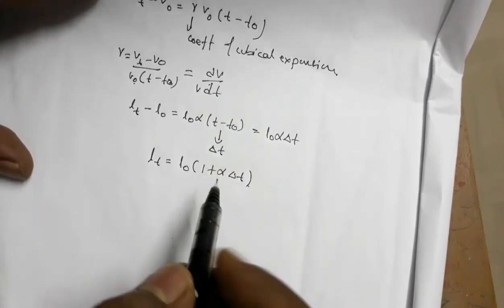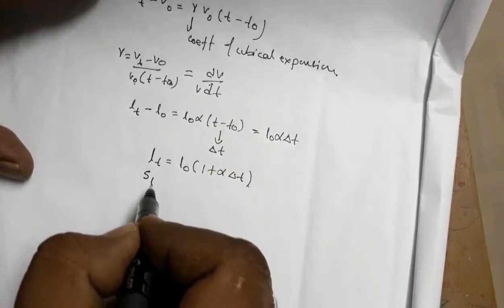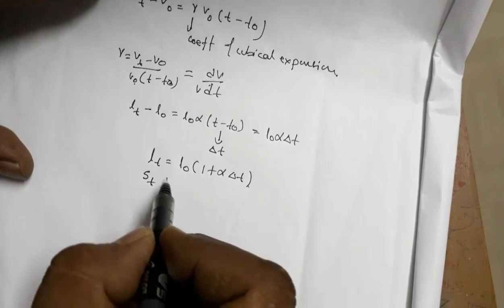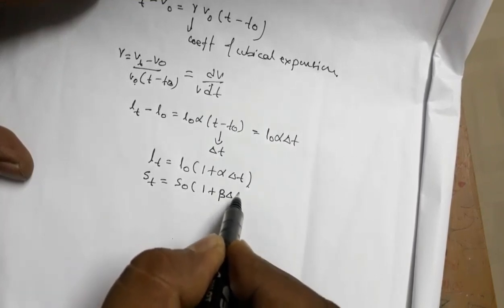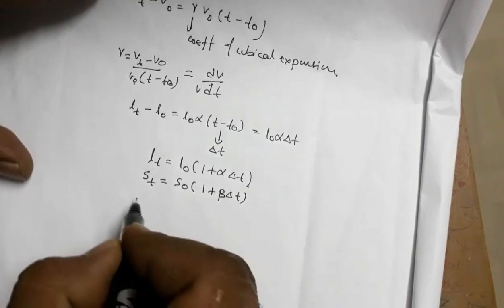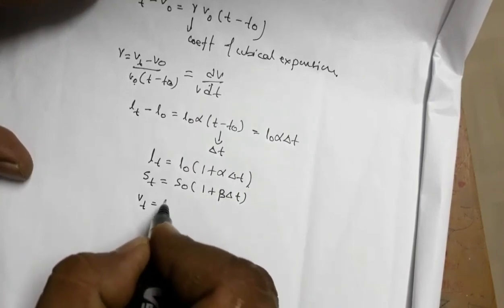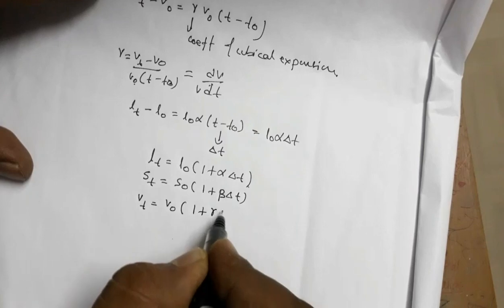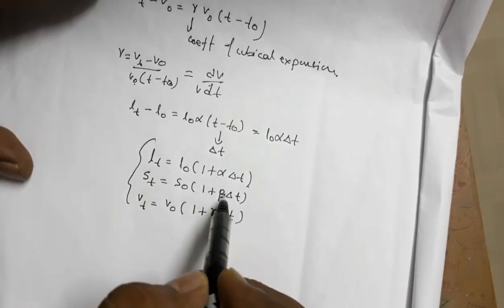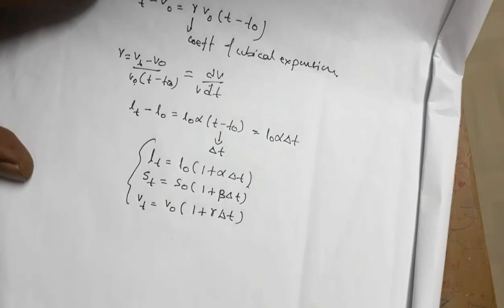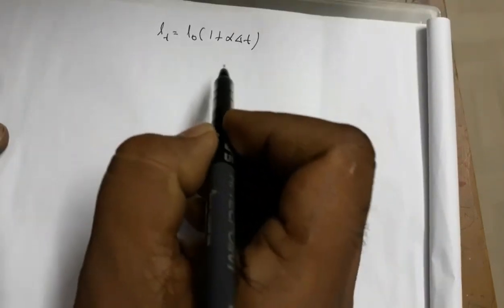Similarly, I can write St, the surface area at temperature T, is equal to S naught (1 plus beta delta T), and for volume, Vt is equal to V naught (1 plus gamma delta T). So we have to find a relation between alpha, beta, and gamma.